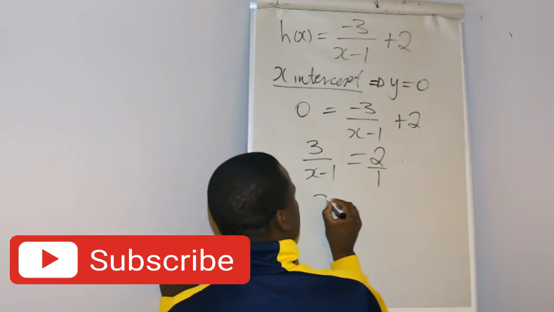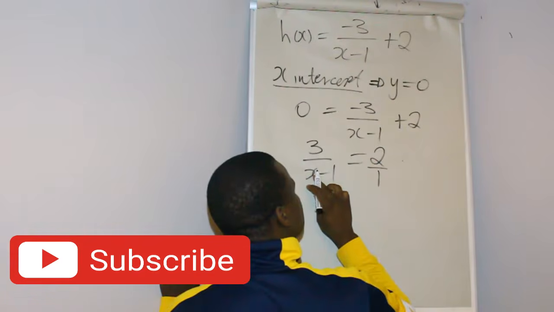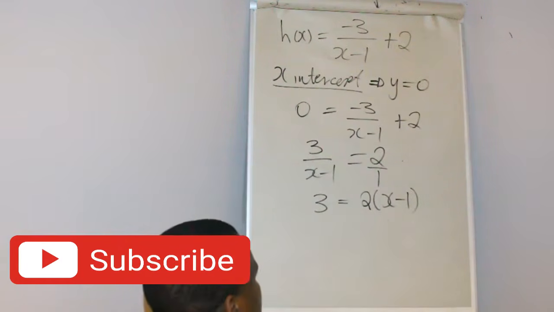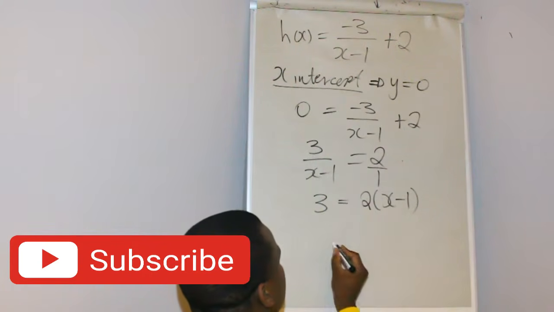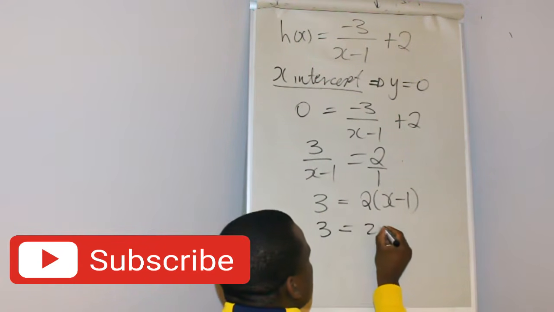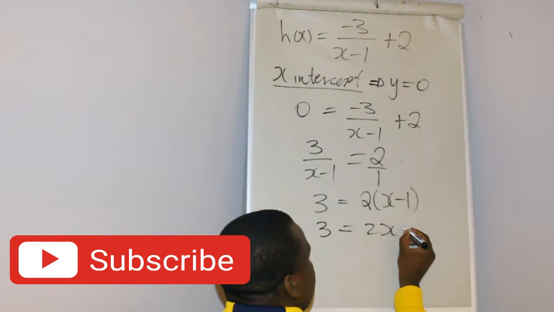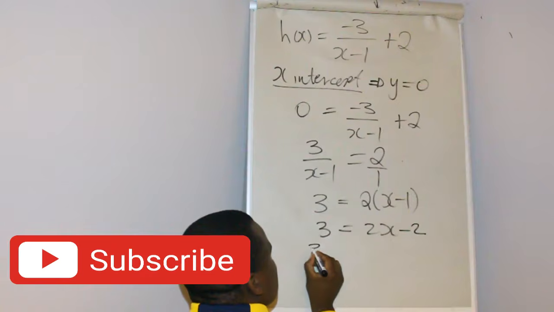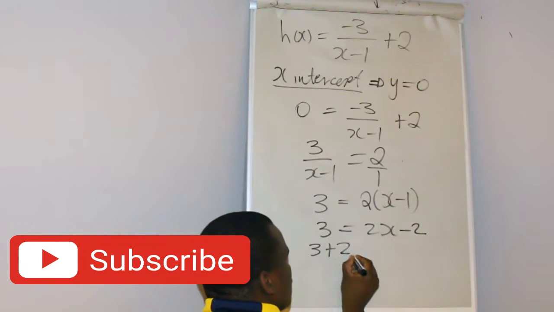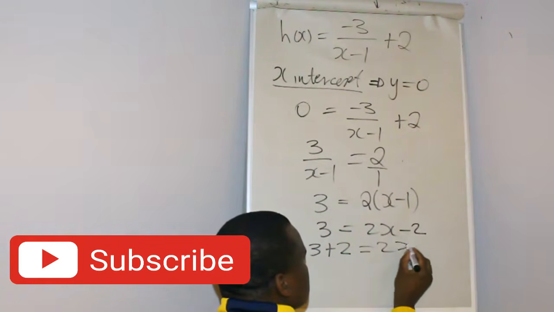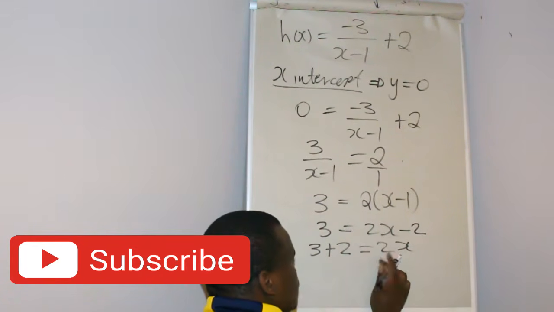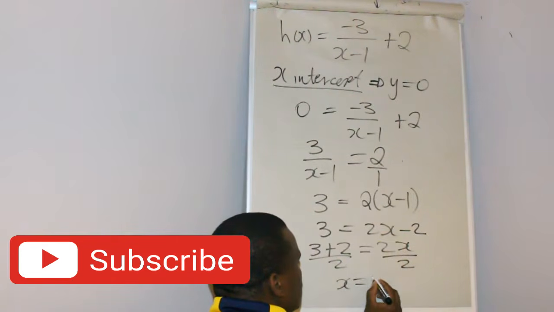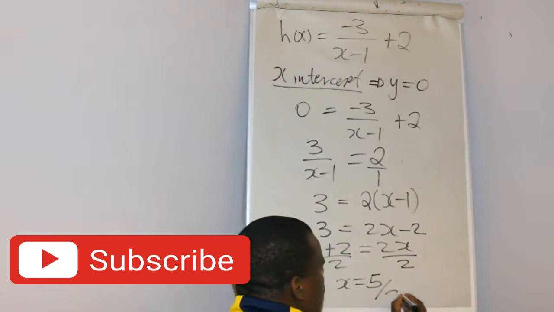1 times 3 is 3, is equal to 2 times x minus 1, which is x times this, it's going to be 2 times that. Then you simplify this: 3 is equal to 2x minus 2. Transpose this to this side. So you have 3 plus 2 is equal to 2x. Then you remove this 2 by dividing by 2. So your x is equal to 5 over 2.